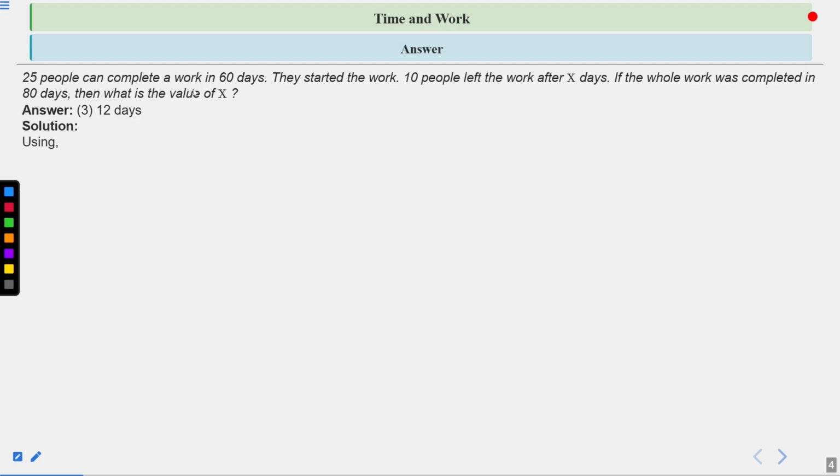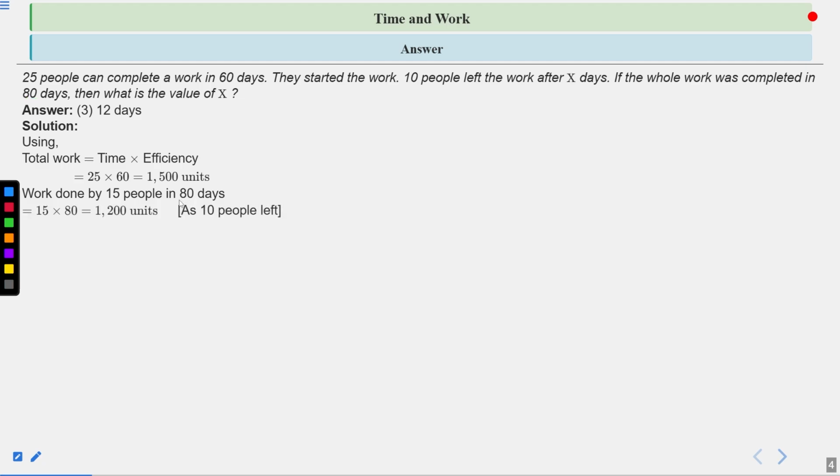Using the formula, we know that total work equals time into efficiency. So total work will become 25 people and days taken by them is 60, and we let the efficiency of each person be a constant. So we get the total work, which is 1500 units. Now consider the work done by 15 people in 80 days, because 10 people left the work, but 15 people work for 80 days. So how much work will be done by the 15 people in 80 days? It will become 15 into 80, which is 1200 units.